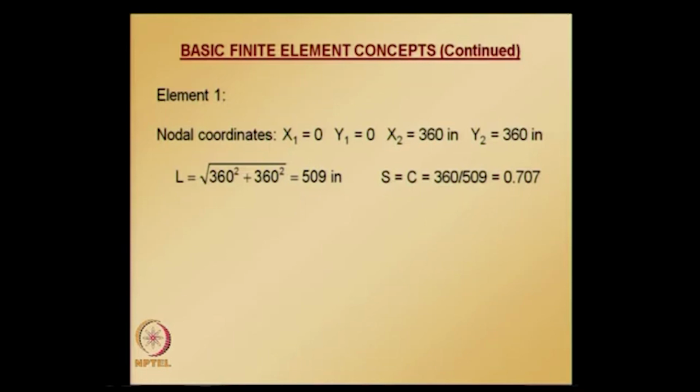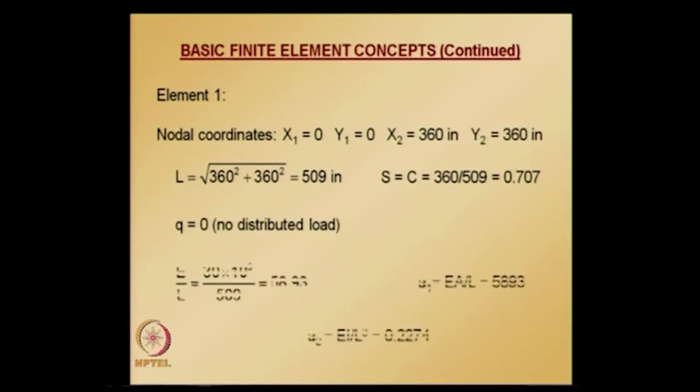And since there is no distributed load on element 1, we do not need to assemble the load vector for element 1, and also at the end, when we are calculating the element quantities, we do not need to apply any fixed end solution correction for element 1. Using the material property and length values, we can calculate E by L, and similarly A1 and A2 values can be calculated.